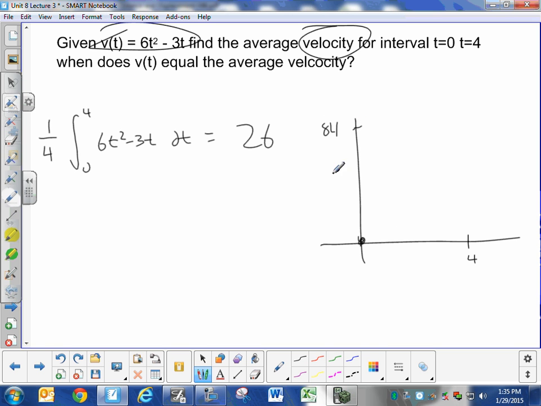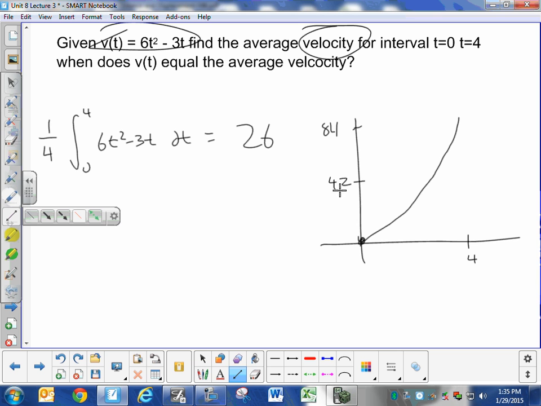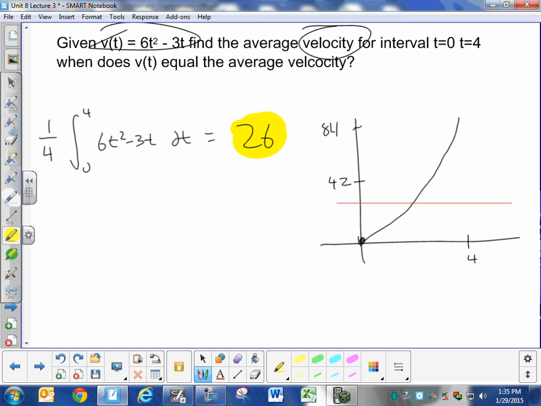Okay, now 6t squared minus 3t is going to look like that. So the middle of 0 and 84 is 42. I know that the average is definitely going to be underneath that since we're concave up. So 26 sounds pretty reasonable. It's almost like a little bit lower than I thought it would be. I guess it's because we are maybe opening up a little bit more like that. Maybe that's more like it.